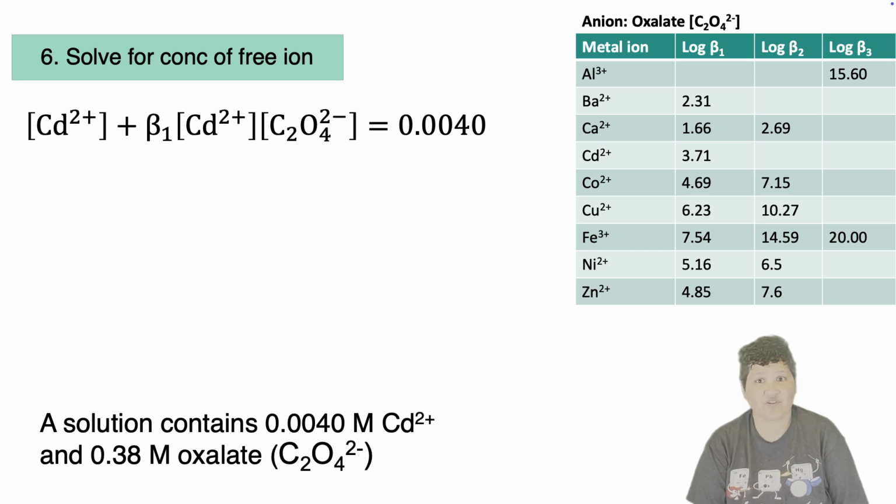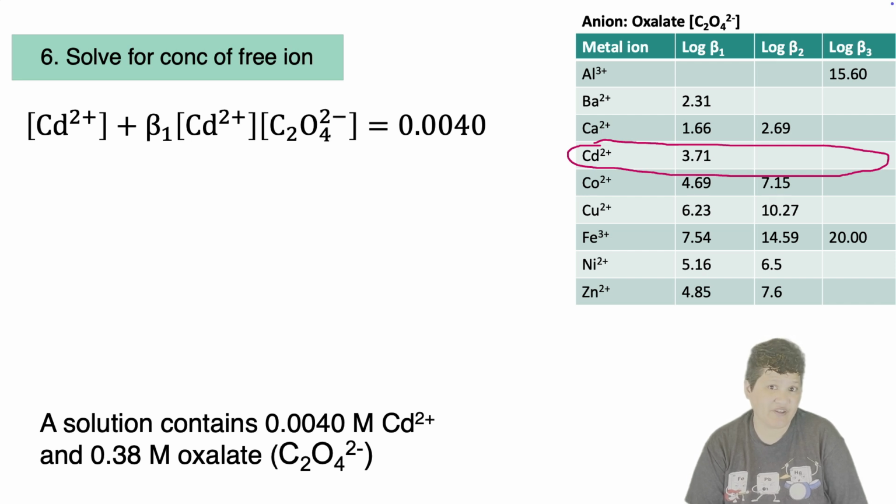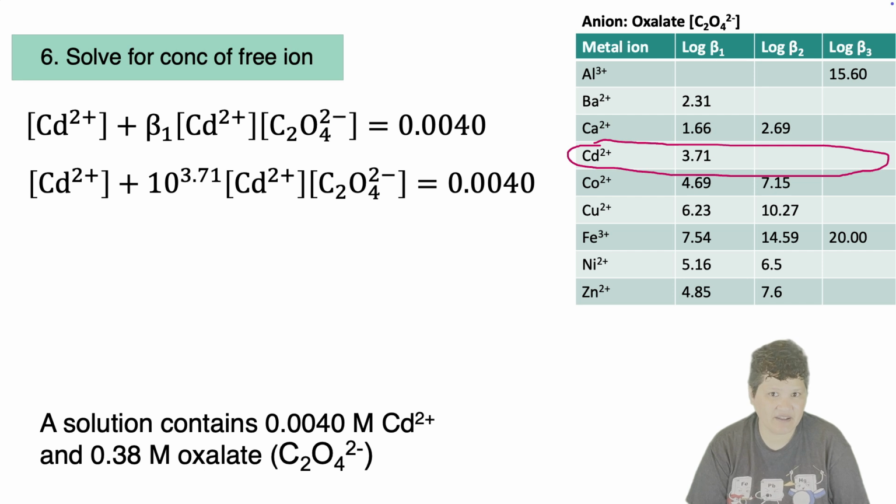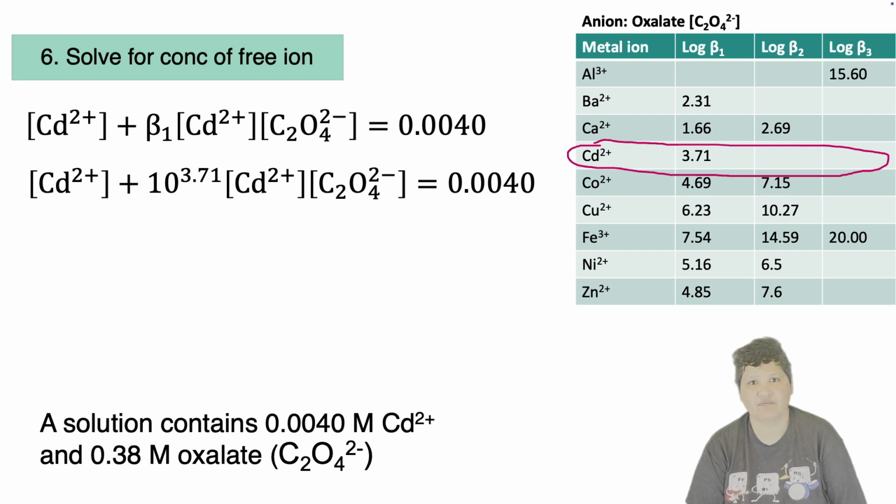The first thing we're going to do is find an actual number to use in place of beta 1. To do that, we look at our table of beta values for oxalate and locate the row for cadmium 2+. This says that the log of beta 1 is 3.71. So our beta 1 value will be 10 to the 3.71.